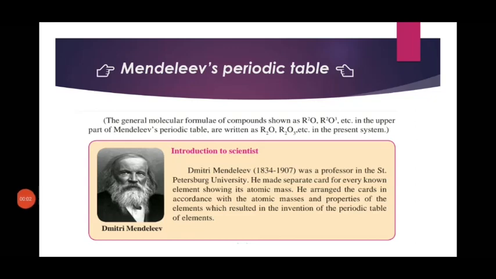The general molecular formula of a compound is shown as R2O, R2O3 etc. in the upper part of Mendeleev's periodic table, and is written as R2O, R2O3 etc. in the present system.